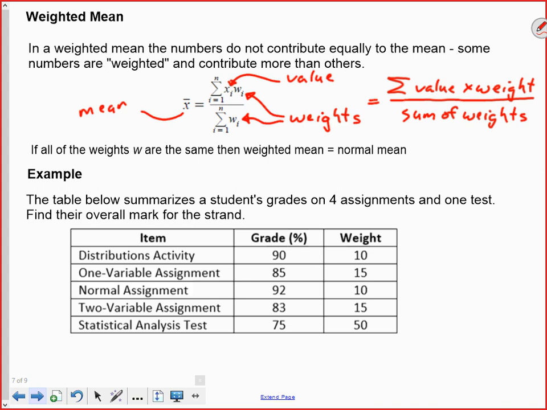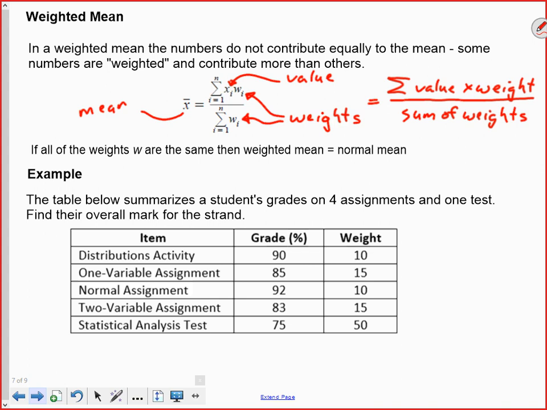And of course, if all of the weights are exactly the same, then this weighted mean is exactly the same as the normal mean. You can imagine just putting in a 1 for each one of the weights. Okay. So here is the most common example where you're going to run into a weighted mean. Somebody is calculating their grade for this particular course. The table below summarizes a student's grades on 4 assignments and 1 test. Find their overall mark for the strand.